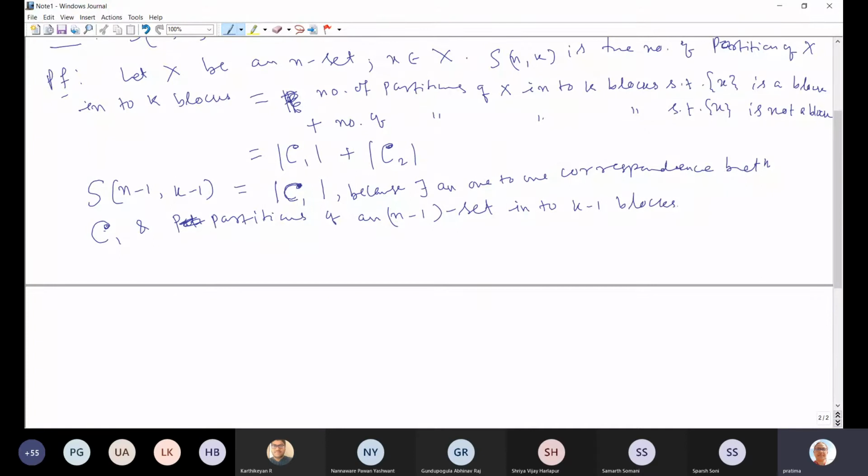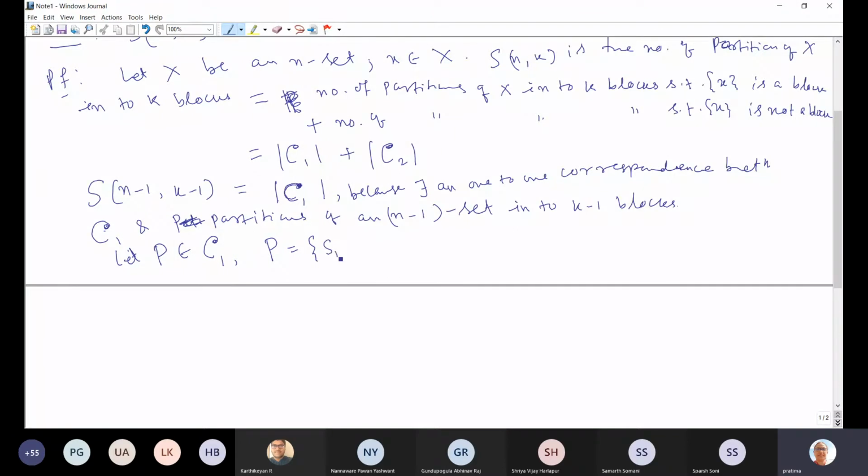So, that one-to-one correspondence, how do you get this one-to-one correspondence? You take an element of this collection C1. So, what is an element of C1? C1 consists of partitions of an n-set in which the singleton set {x} is a block. Let P belong to C1, so P is an element of C1. So what is P?